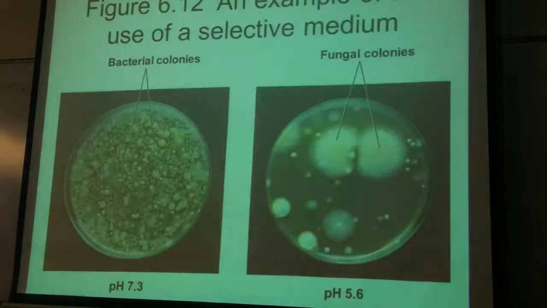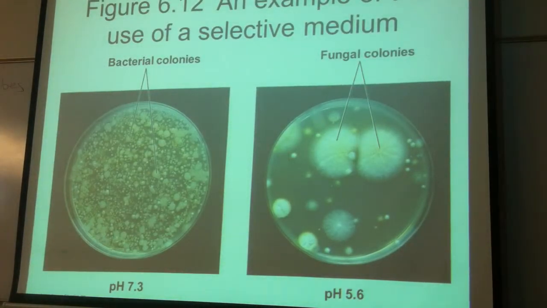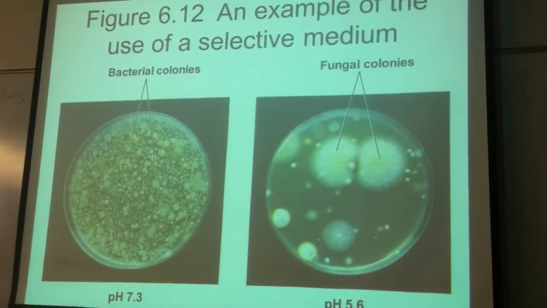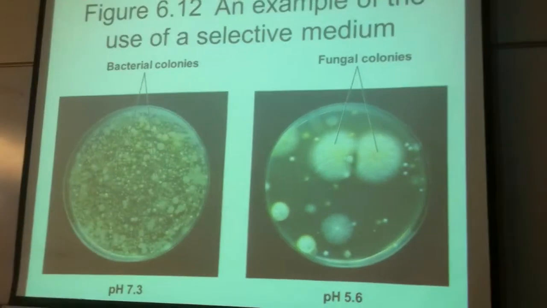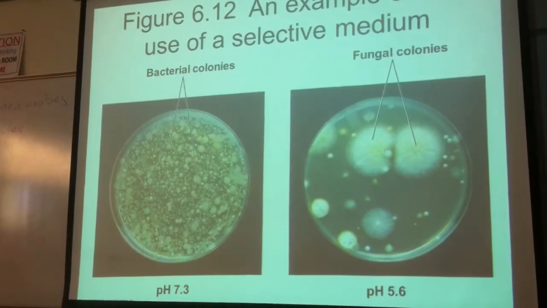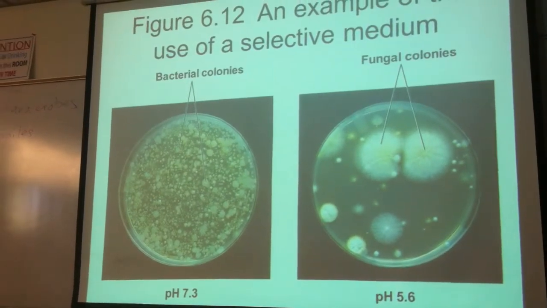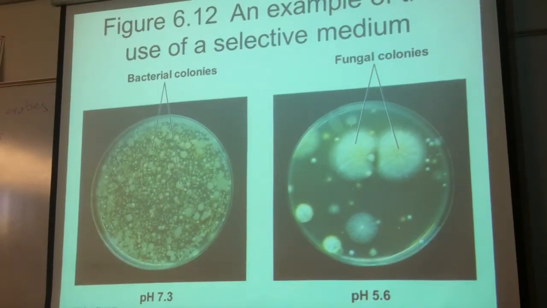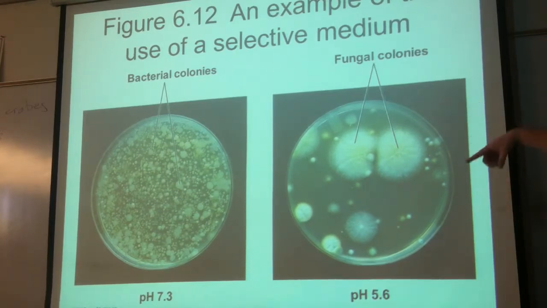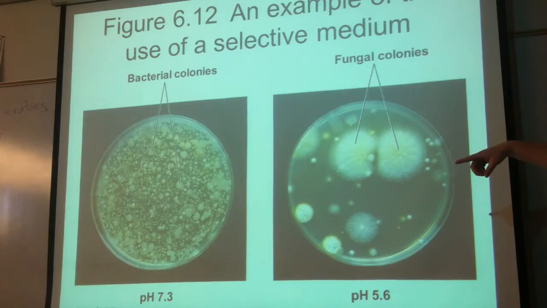So some examples. Selective media can also be pH. You change the pH, you change what's going to be able to grow on it. So if you make it a nice, happy, neutral pH, 7.3-ish, everything can grow. You're going to get tons of bacteria growing on that. You start dropping that pH, the bacteria aren't going to survive as well, so you're only going to start getting fungal colonies. You'll have some fungal colonies on the regular pH, but bacteria replicate so much quicker, they will outcompete the fungus.